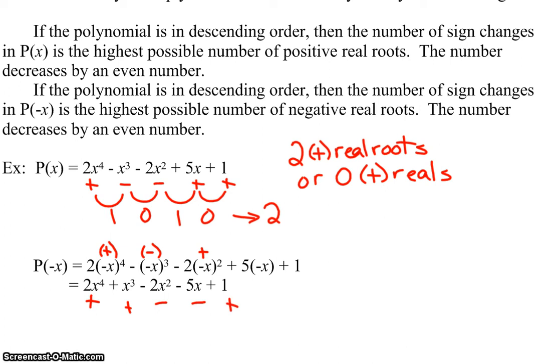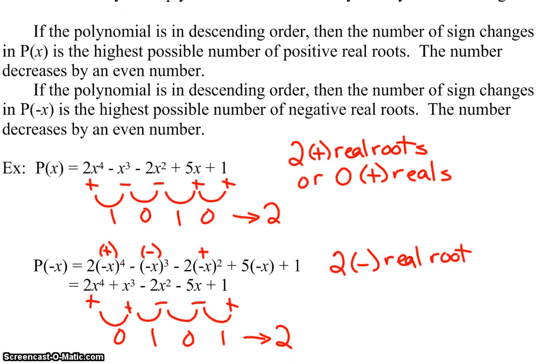Again, looking for changes in sign. There is no change between the first two terms. It changes from positive to negative in the next position. No change between negative and negative, and the last goes from negative to positive, so it had one change. A total of 2 changes, which meant we could have either had 2 negative real roots and no imaginaries, or we could have had 0 negative real roots and 2 negative imaginary roots.